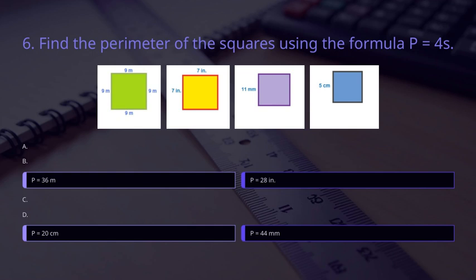That's option E. So the key takeaway here is that by knowing the length of one side, we can quickly find the perimeter of a square using this simple formula. It's really all about understanding the relationship between the side length and the total perimeter.